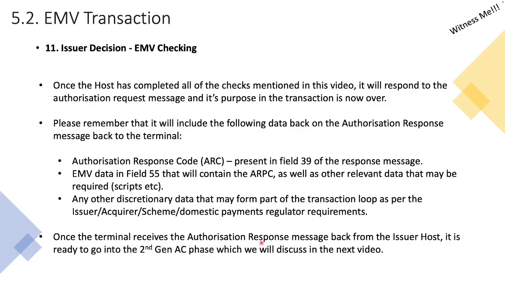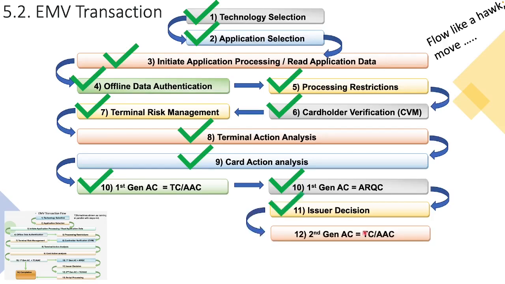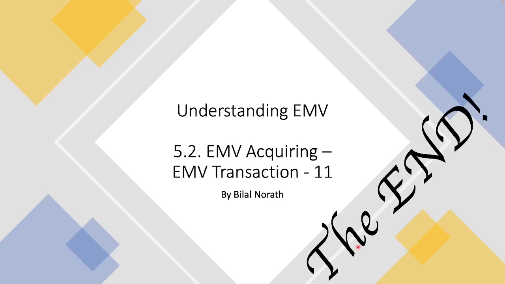Once the terminal receives the authorization response message back from the issuer host, it is ready to go into the second gen AC phase, which is step 12 of the EMV transaction. We will discuss step 12 in the next video. In this video we've just completed the processing around the issuer decision. Remember, step 10 was first gen AC. Step 12 is now the second gen AC, and second gen AC is only ever present on transactions that go online. You won't see a second gen AC on a transaction that completes offline. So in the next video, we're going to cover second gen AC.